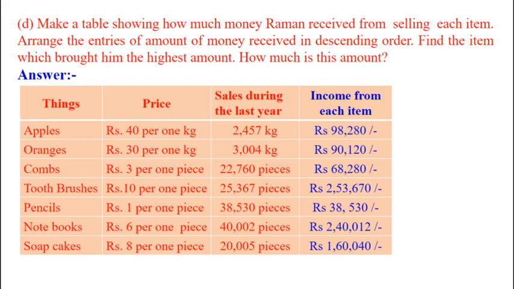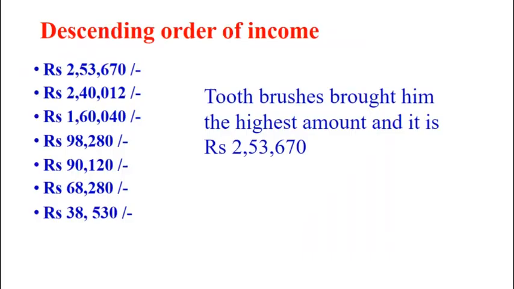So let us arrange them in descending order. So this is the descending order of income from each source. So as we know, rupees 2,53,670 is the income from toothbrushes. So toothbrushes brought him the highest amount, and it is rupees 2,53,670. Thank you.